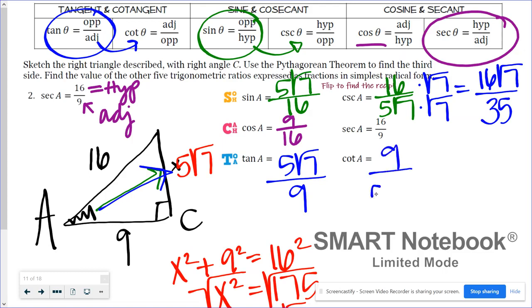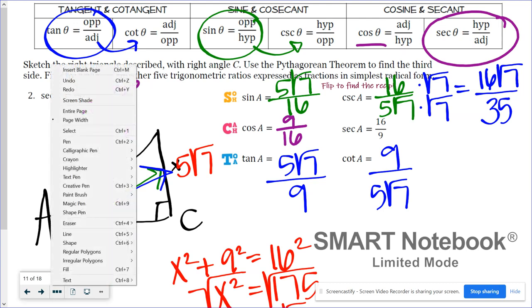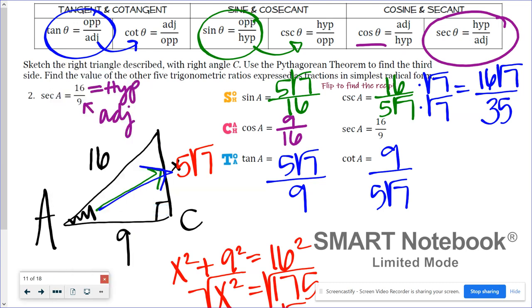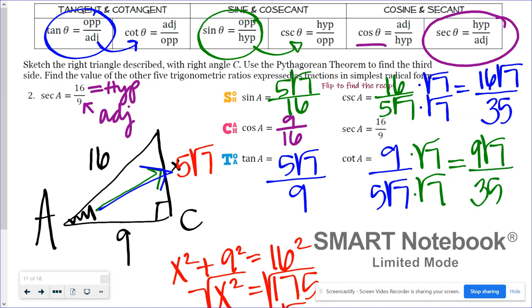So I have 9 over 5√7. And oh darn, there's a square root of 7 in the denominator. That's okay, I'll just rationalize it. Seems like the rational thing to do. Ha ha ha. So multiply both by the square root of 7, and on top I get 9√7, and on the bottom I get 35.